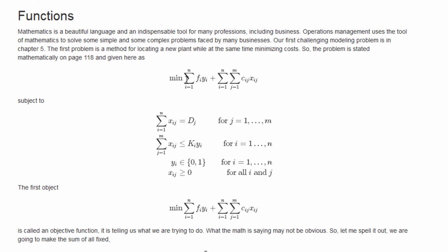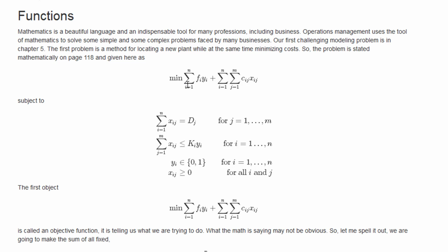Minimize is a verb, just like in English, and it's telling me to do something active, some sort of an action. So what exactly am I doing? I am trying to minimize, in this particular example, costs. Fixed costs, that's that first sum, and variable costs, that's this second double sum.